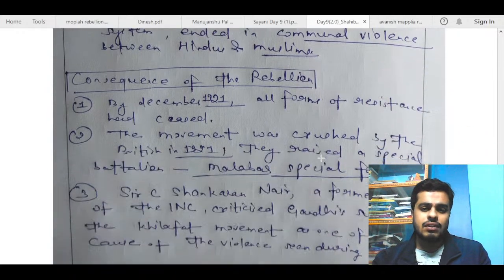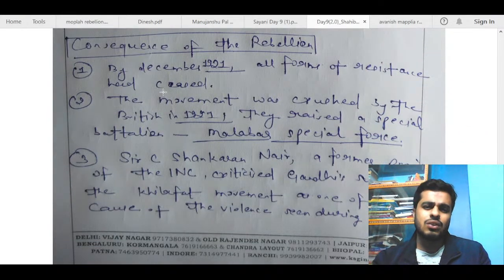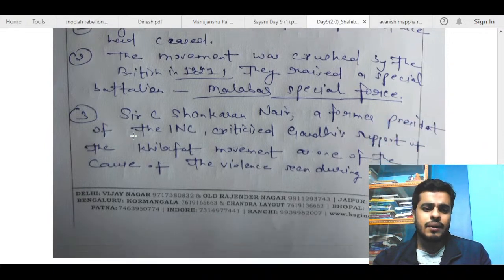Consequences of the rebellion is again not required. You can just conclude it by saying that it was suppressed. No such detail is required.